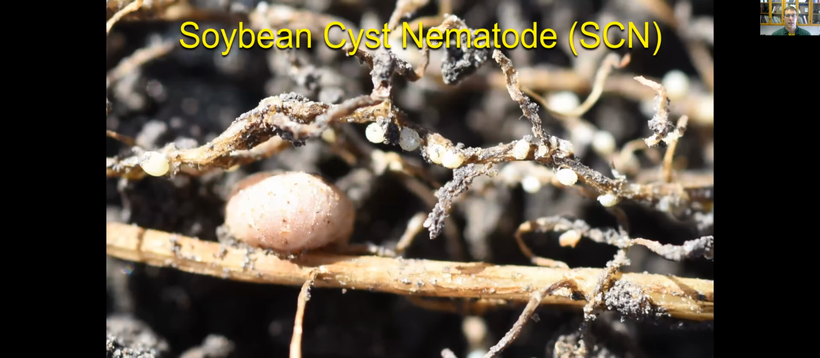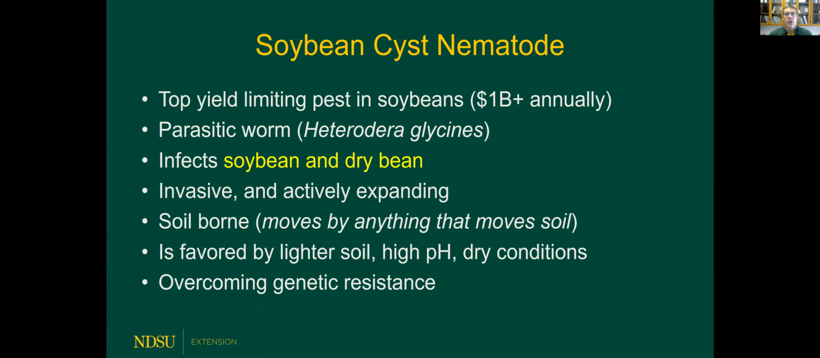So we're going to start with soybean cyst nematode. As a reminder, this is the top yield-limiting pest in soybeans in the US. About $1 to $1.5 billion is lost annually. It's a parasitic worm, so it's a soil-borne worm, and you can see it sometimes when it forms the cysts. The cysts are just the worm full of eggs. It infects soybean and dry bean, and it's invasive, and it's actively expanding in the US.